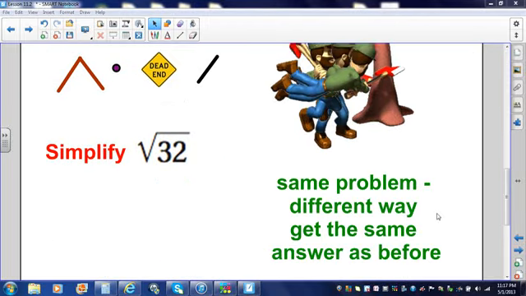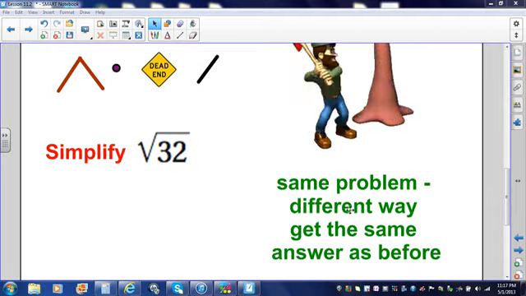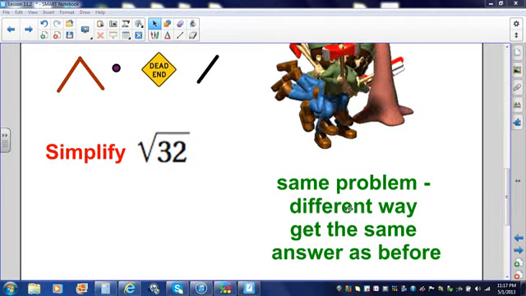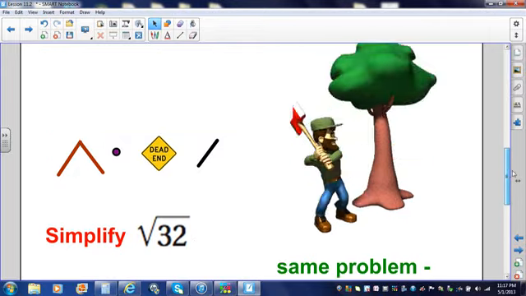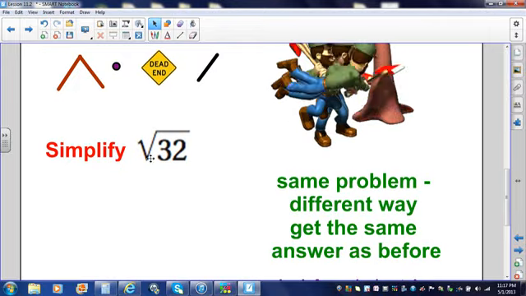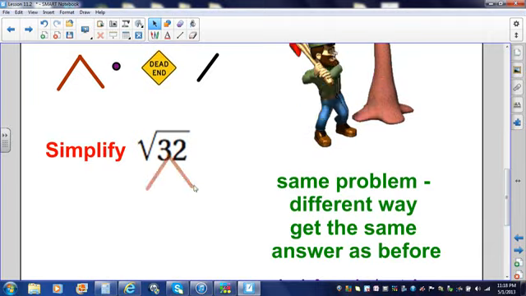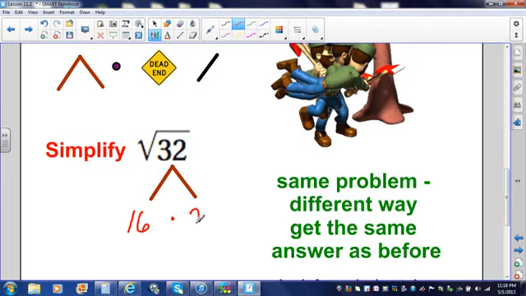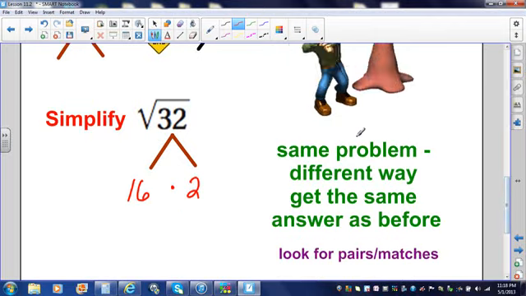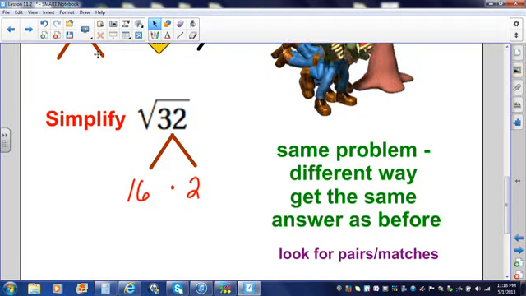Now some of you are asking out there, Mr. Phillips, is that the only way to do the problem? No, young grasshopper, it's not. So let's do the same problem, but let's use different numbers to multiply or chop it down. So write the square root of 32 on your paper again, and let's try it this way. Instead of doing 4 times 8, let's go 16 times 2. I'm thinking that I can break 16 down into 4 times 4.